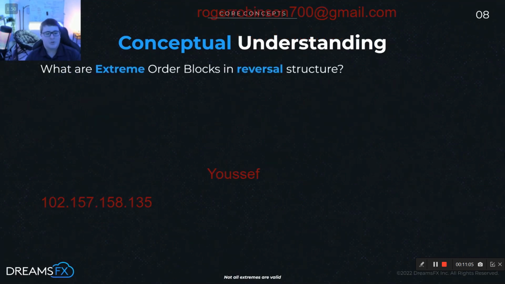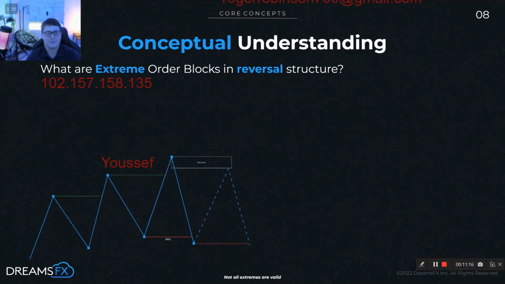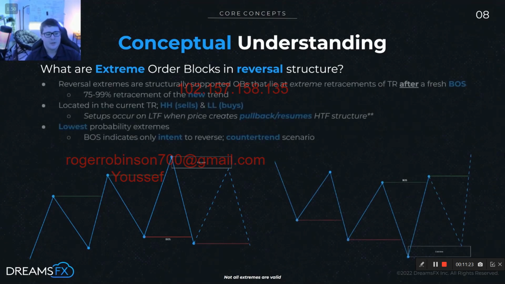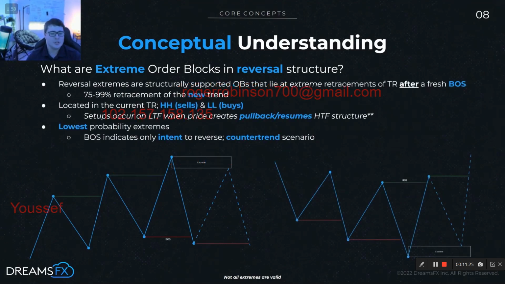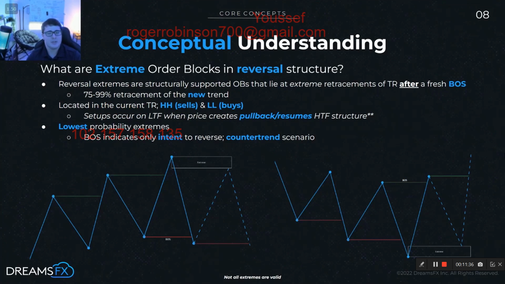So what are extreme order blocks in reversal structure? Compared to our continuation extreme order blocks, our extreme reversal order blocks lie at still structurally supported areas, but after a BOS has occurred. So it's the first area that a BOS occurs, indicating that there's some form of trend shift taking place. Specifically, reversal extremes are structurally supported OBs that still lie at the extreme retracements of a trading range, but in this instance, after a fresh BOS, still within the 75 to 99% retracement of the new leg, but the placement based on the structure is going to change a little bit.